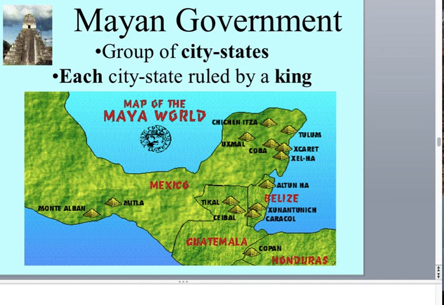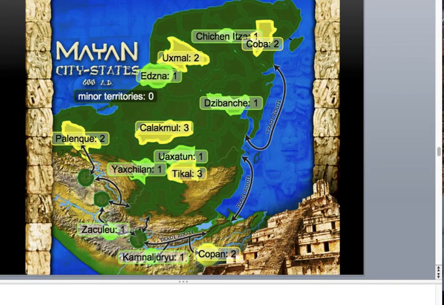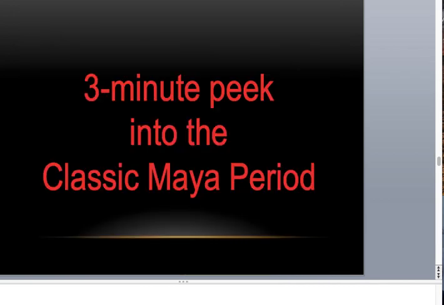Each one of these city-states would have been ruled by a king. Most of the lords or kings were men. There were a few female rulers as well. So again, these are the areas. Most of these areas have been excavated to some degree, so you can visit amazing places. Many, many are still hidden under the jungle, so places to develop further as well. Here's another view of the Mayan city-states, just to give you another picture. I liked this because it gives you a little graphic of what some of the ruins today look like.